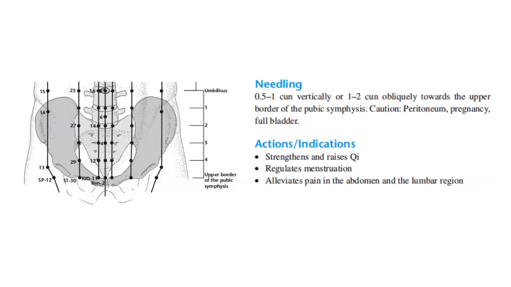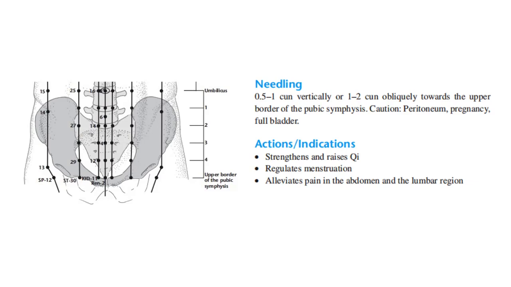Needling this point is done 0.5 to 1 tune vertically or 1 to 2 tune obliquely towards the upper border of the pubic symphysis. Again, caution should be exercised as the peritoneum lies beneath this point, so we could injure the peritoneum if we needle deeply. We should also exercise caution in pregnancy and when needling this point on a full bladder.